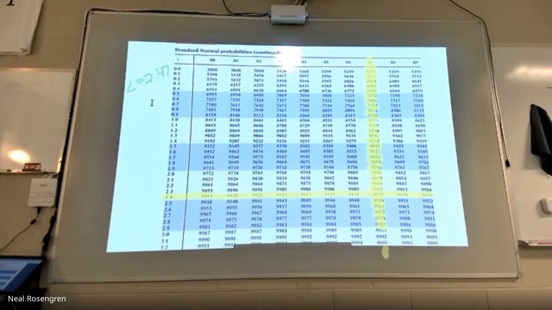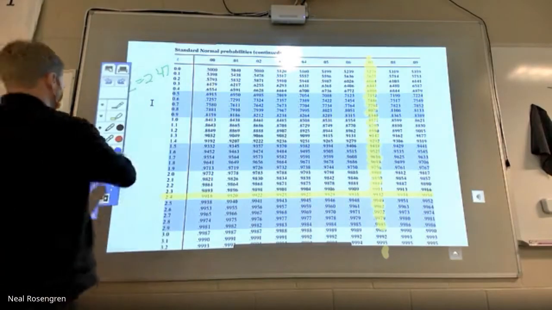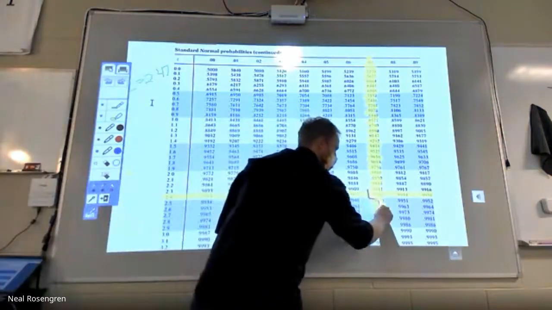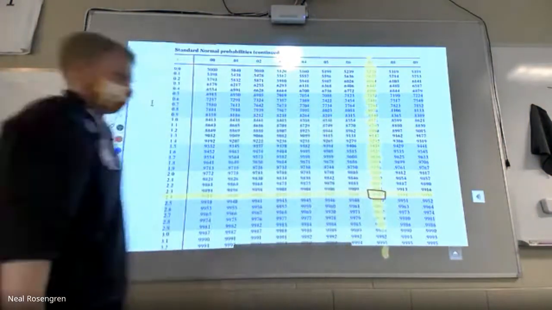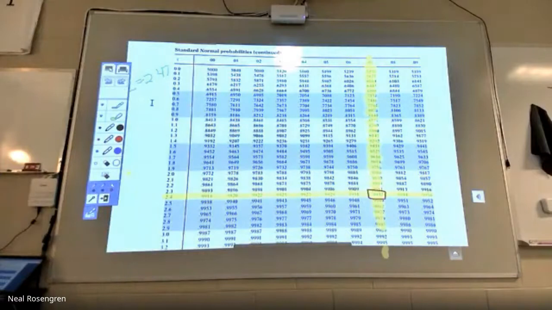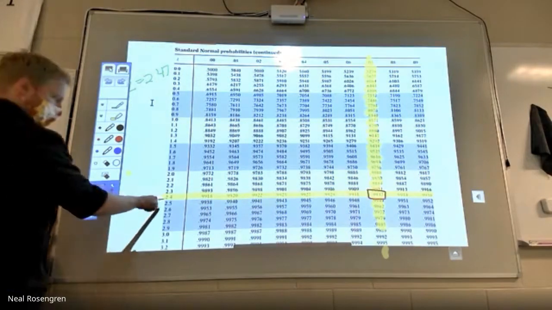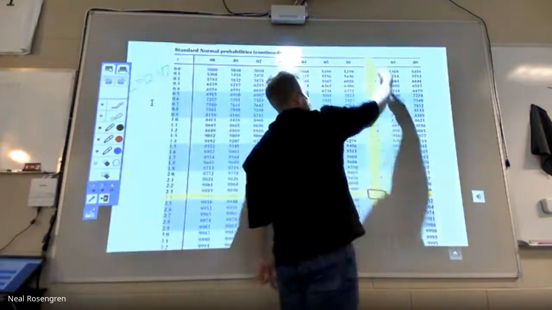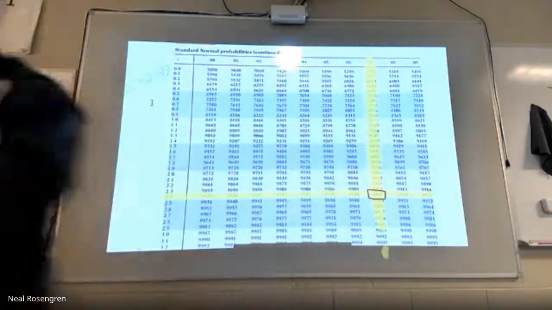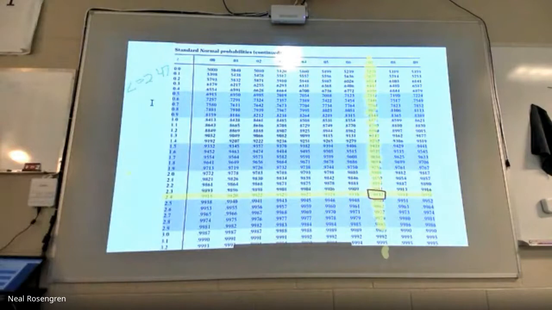But look at where they meet. That's all I need. I want that number right there. The spot where the row and column meet for 2.4. That makes sense? How to read that? Cool. And there's my number, 0.9932.